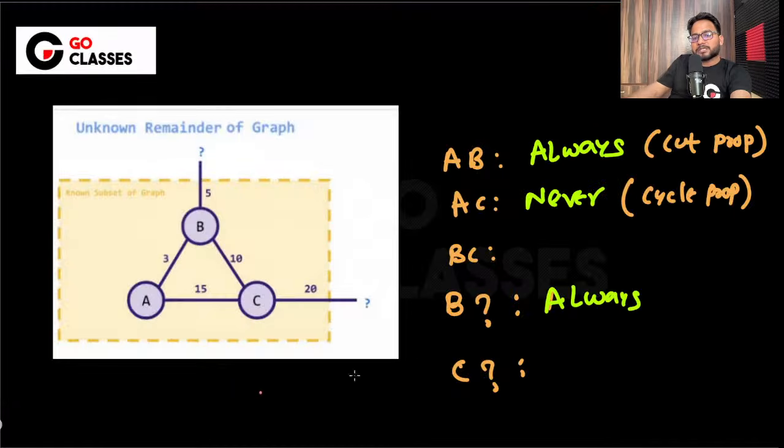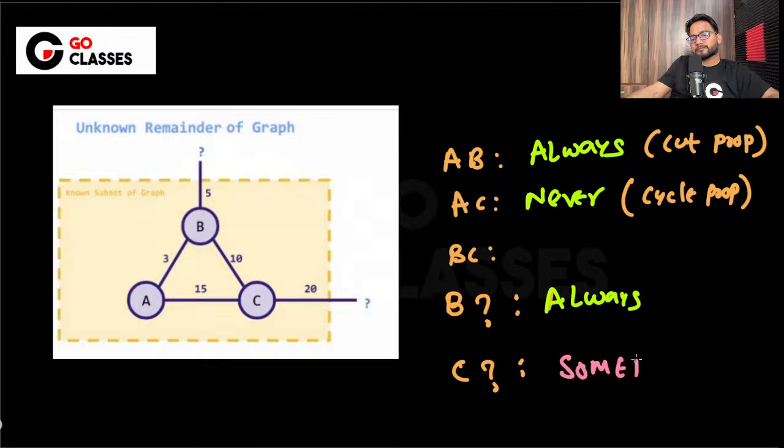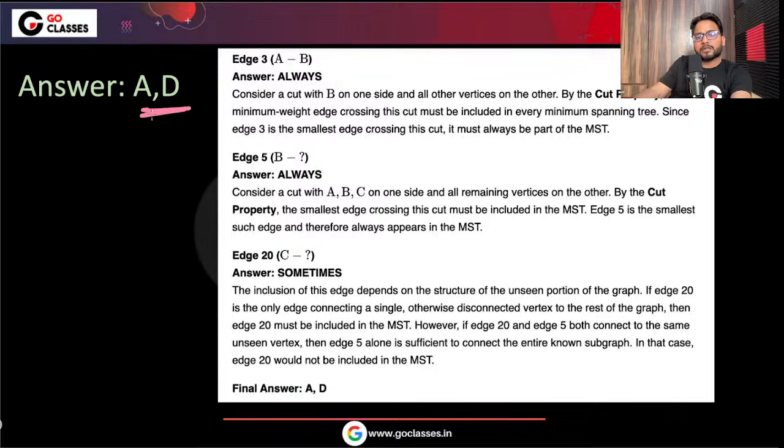Yeah, let's just solve for other edges. What about C question mark? I think it will depend. Suppose this is just one vertex and this is the only thing which is connecting, then yes, sometimes. If let's suppose this D is also connected here. Okay, let's suppose this is some vertex and D is also connected here, then probably not, right? I mean, it will depend on the valid completion. So you can say it is sometimes, right? So AB always, yes, this is true. C question mark sometimes, this is true. So A and D are the answers here. A and D are the answers.